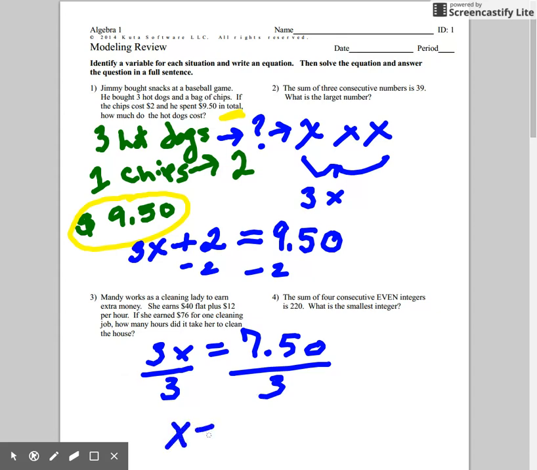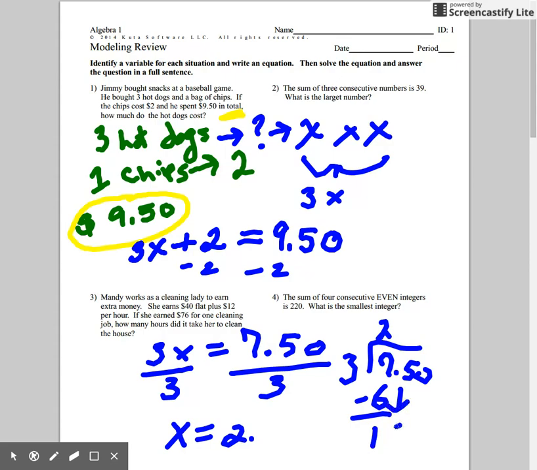And we're left with x equals, 3 goes into 7 2 times. So I'm doing this in my head. I should show you what I'm doing step by step. You can use your calculator, of course, but 3 times 2 is 6. 7 minus 6 is 1. Bring down the 5. 3 goes into 15 5 times. So it costs $2.50 per hot dog.